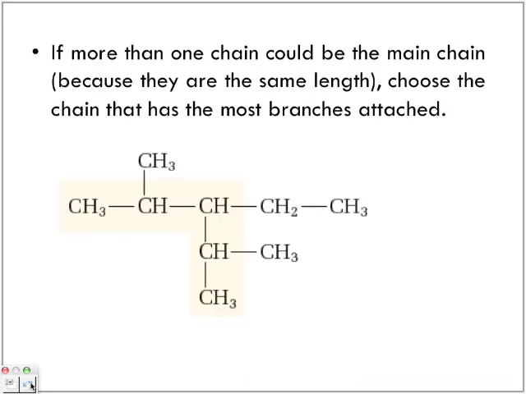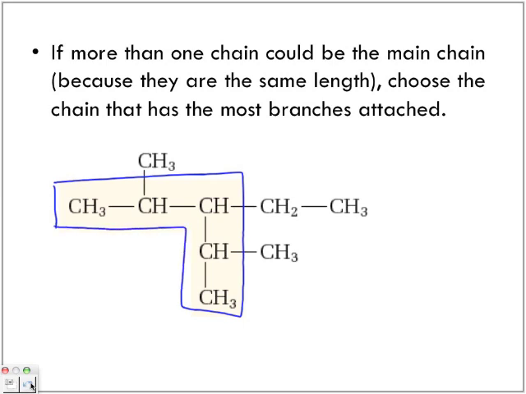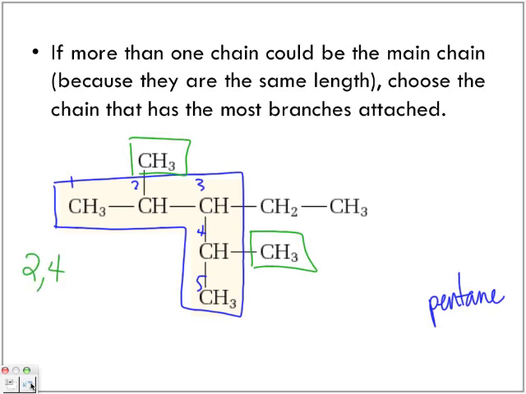Now, if more than one chain could be the main chain because they're the same length, choose the chain that has the most branches attached to it. So we can go in pretty much any order and use that same one. But what we're actually going to do is use the following chain here. So again, we're in the pentane group. We've got 1 carbon, 2 carbons, 3 carbons, 4 carbons, and 5 carbons. So we know we are part of the pentane chain. Now we've got a methyl group and another methyl group. Where are they located? They're located on the 2 and the 4, and we've got 2 methyl groups, so it's a dimethyl.